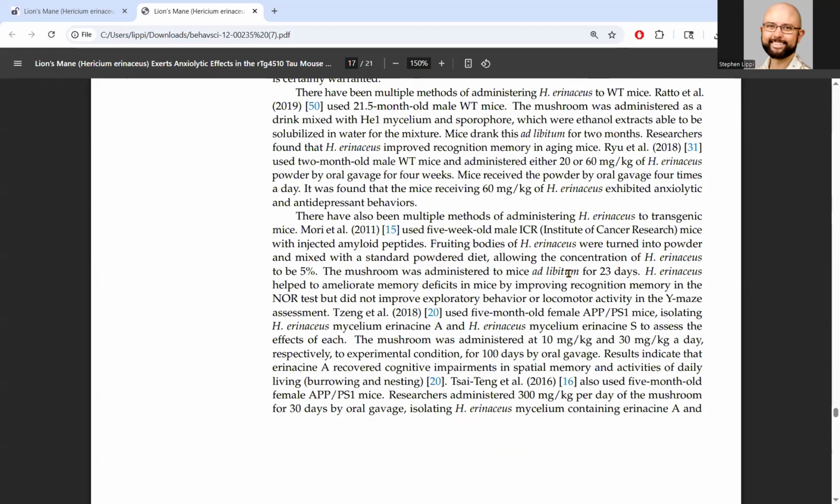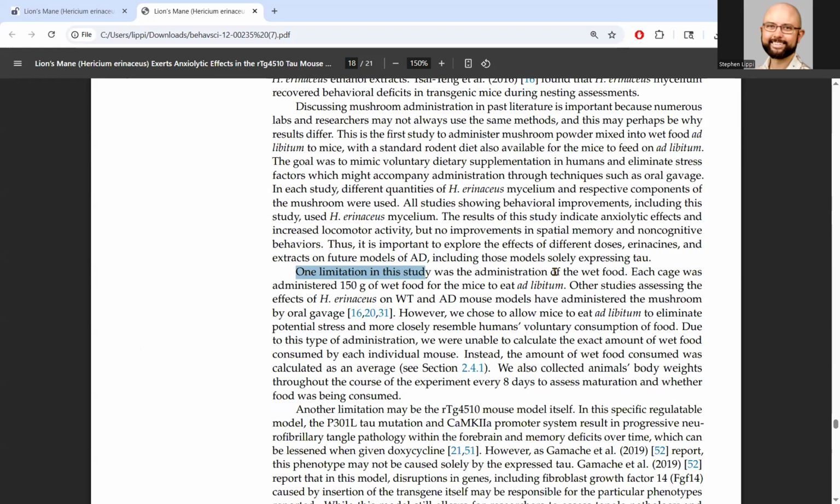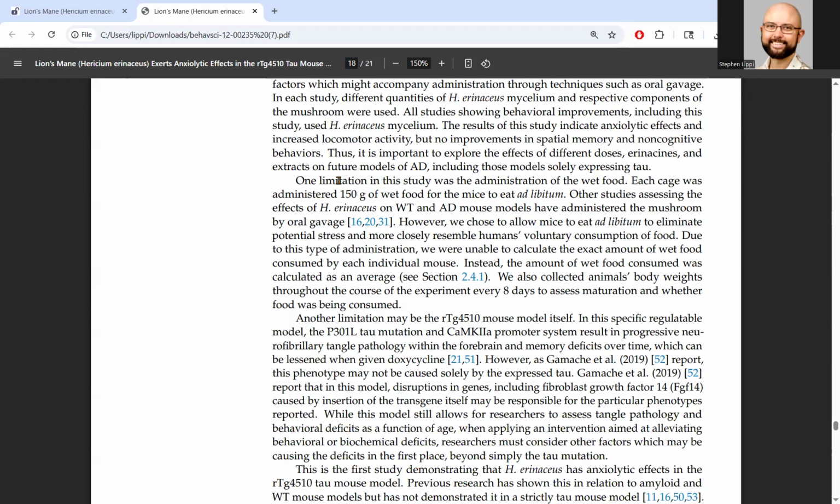Now, again, we have a limitation section. Again, you don't have to label it limitation section, but usually papers have it. So one limitation was the administration of the wet food. Each cage was given 150 grams to eat ad libitum, which just means at will. Other studies assessing the effects of Hericium erinaceus have administered the mushroom by oral gavage. However, we chose to allow mice to eat ad libitum to eliminate stress and more closely resemble voluntary consumption.